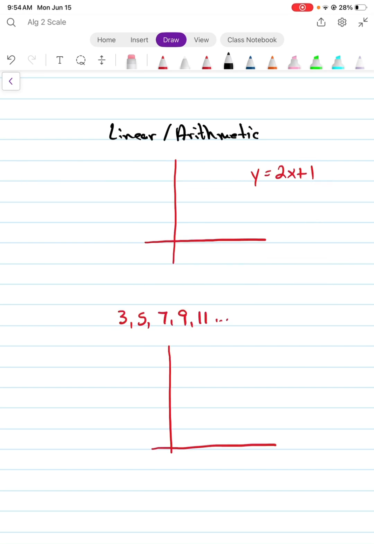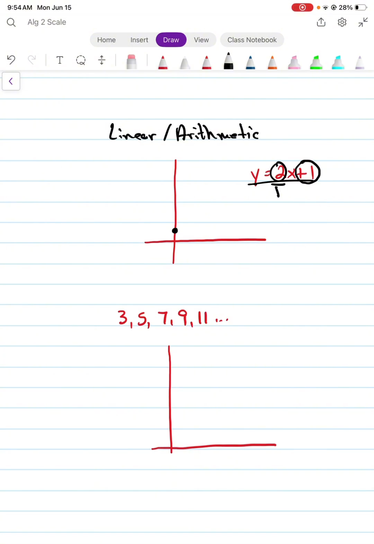Okay, now let's talk about the equation of an arithmetic sequence. Quick reminder before we do that: if we look at the graph of y equals 2x plus 1, again, this plus 1 is what's called the y-intercept. That's where that graph crosses the y-axis. The 2 right here, or 2 over 1, is your rate of change.